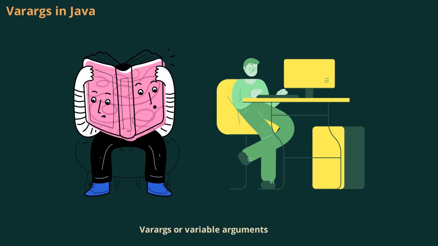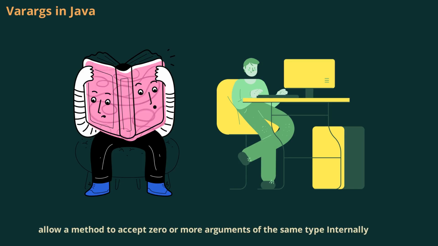Varargs, or variable arguments, allow a method to accept 0 or more arguments of the same type. Internally, varargs are treated as arrays. This feature simplifies method signatures and makes your code more flexible. Remember, varargs must be the last parameter in a method signature, and only one varargs parameter is allowed per method.